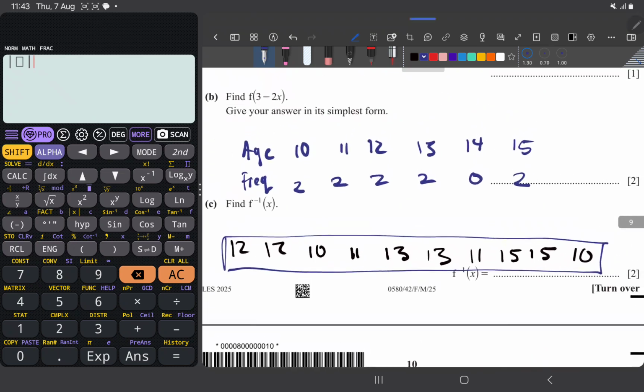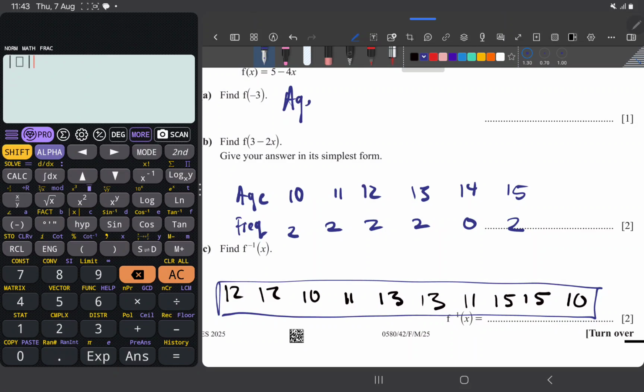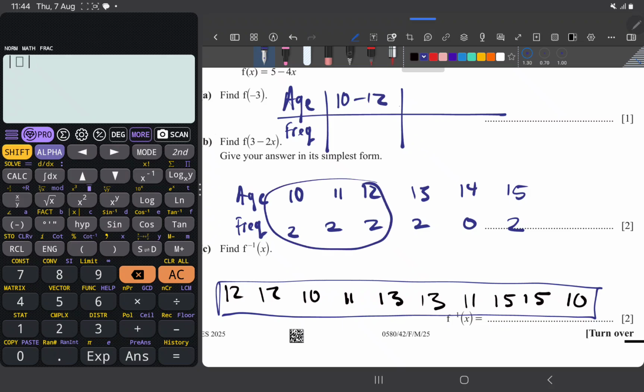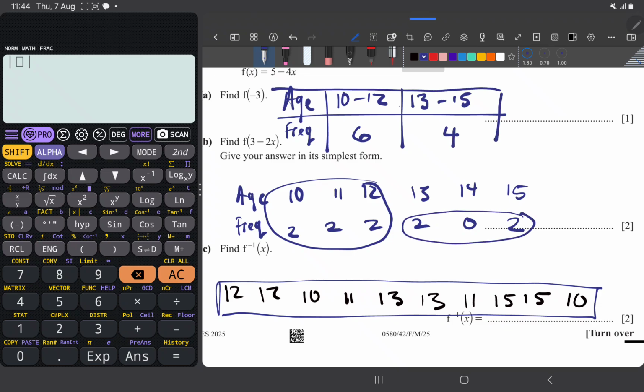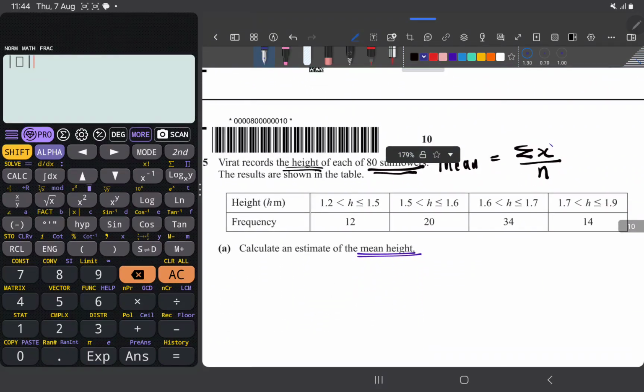Okay? Now what we can even do is we can say age, then we say 10 to 12. Then we say frequency, okay? We are now putting age, but we are now actually going to put it in groups. Okay, so we say from 10 to 12. So you're going to add all the kids that are 10 to 12 years old. How many? 2 plus 2 plus 2? 6. Okay? Then you're going to say age 13 to 15. You're now going to say how many? 2 plus 0 plus 2, which is 4. This is now another way to do it. You would have age and then you'd say frequency. And this is the way they did it in the table you were given.